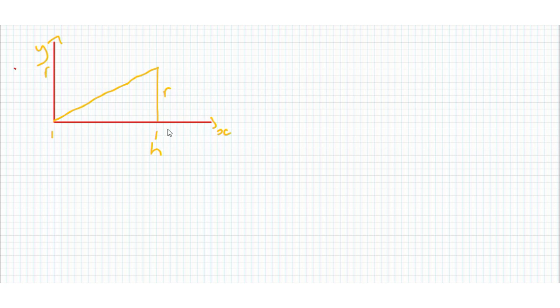Okay, so if we're thinking about the gradient of this line, because we need a formula for y in terms of x, it's the change in y over the change in x, so m is equal to r minus 0 over h minus 0, which is equal to r over h, and this line goes through the origin, so y is equal to r over h x plus 0.